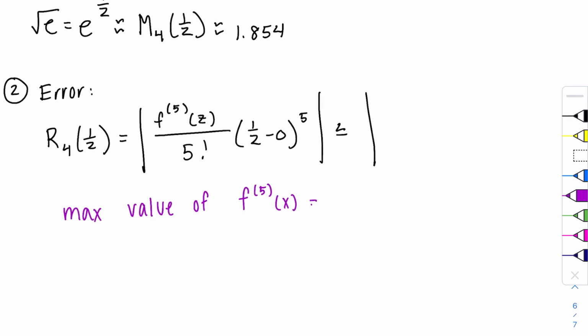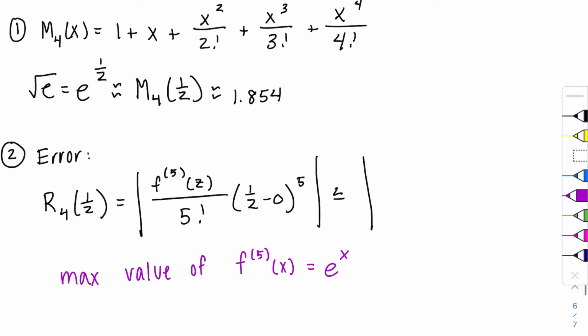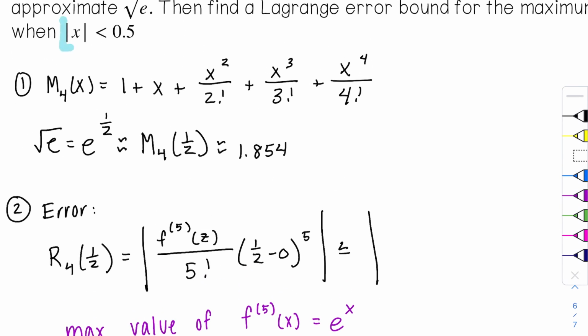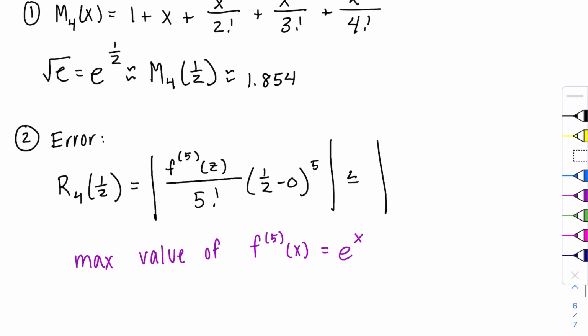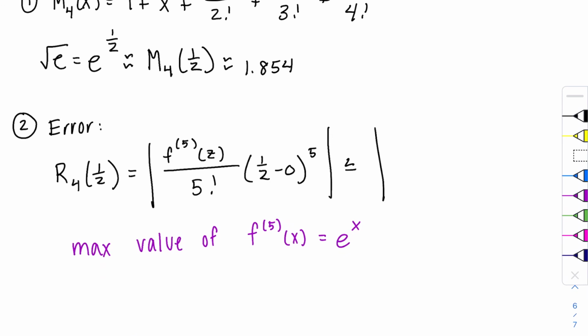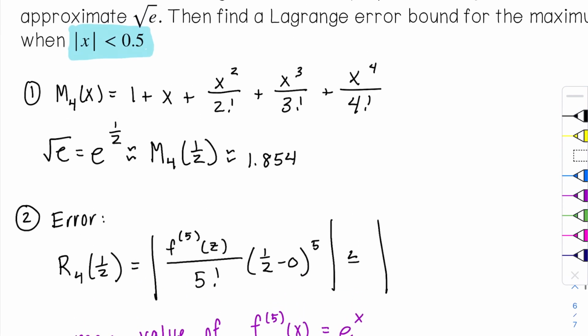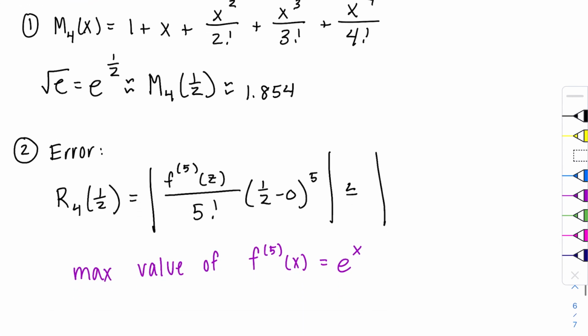Now, since this is e to the x, we know that the fifth derivative is still going to be e to the x. So now, let's talk about what this last part of the problem means. It tells us that the absolute value of x has to be less than or equal to 1/2. So we need to figure out kind of a window to give us a safe bet on what the maximum value could be. We don't just want to pick a value willy-nilly. So we want to find the max value when the absolute value of x is less than 1/2.